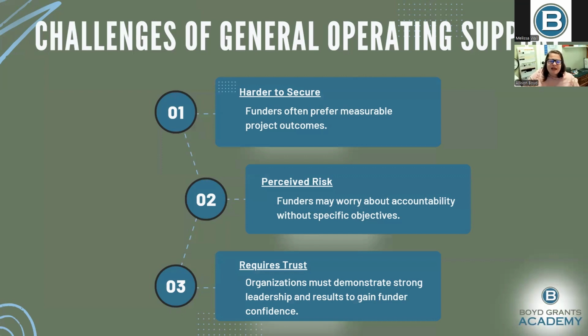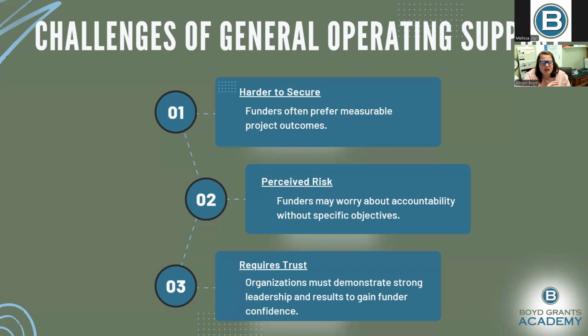Okay, so the second challenge is the perception of risk, which equals a lack of specific deliverables. Since general operating support is not tied to specific projects or deliverables, funders may perceive it as riskier. It's the absence of clear time-bound goals that makes it harder for funders to assess the effectiveness and accountability of the funds they provide. Without these defined outcomes, there's a concern about how effectively your organization will use the funds and whether they will lead to tangible results.